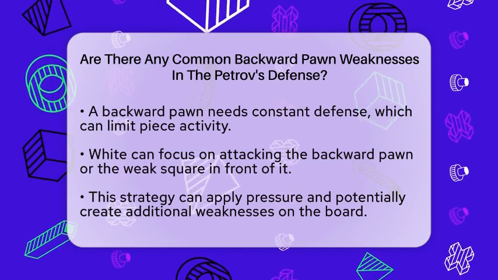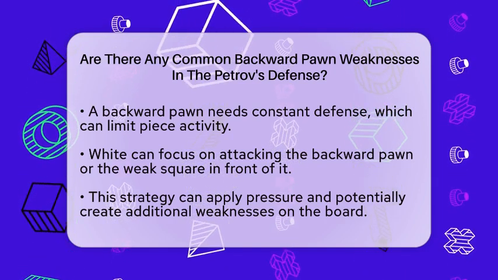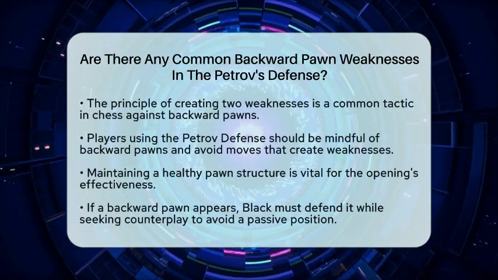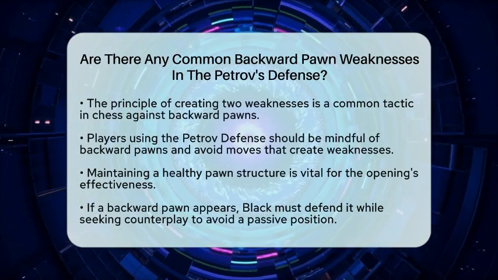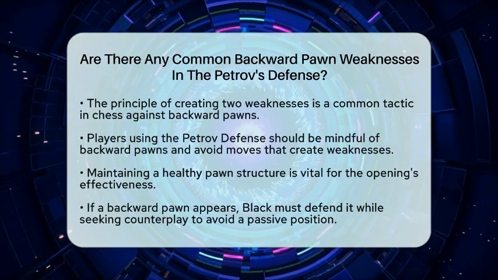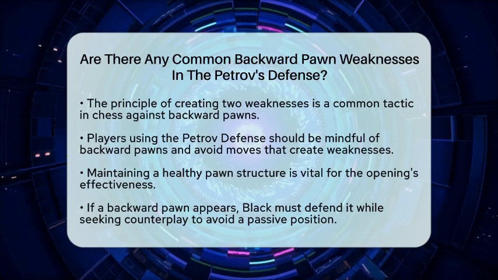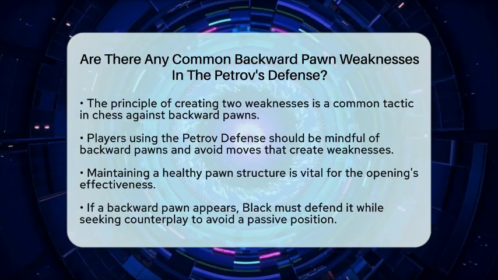For players using the Petrov defense, it is important to stay aware of backward pawns. Avoid making moves that create isolated or unsupported pawns. Keeping a healthy pawn structure is essential to maintain the opening's solid reputation. If a backward pawn does appear, Black must be ready to defend it actively while looking for counterplay to avoid being restricted.